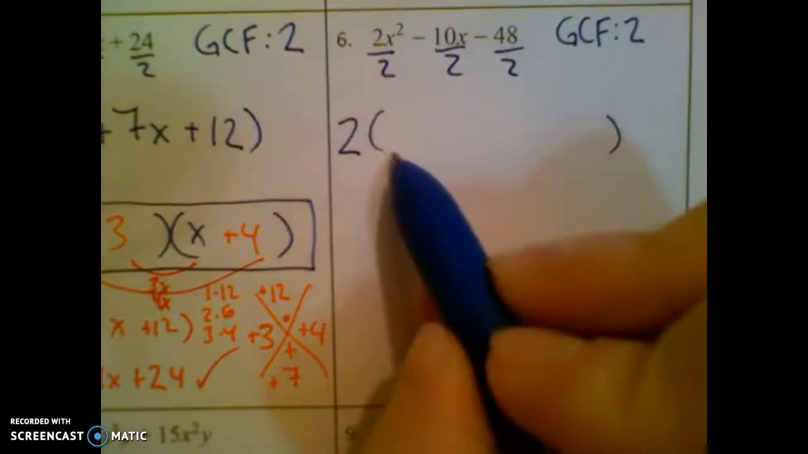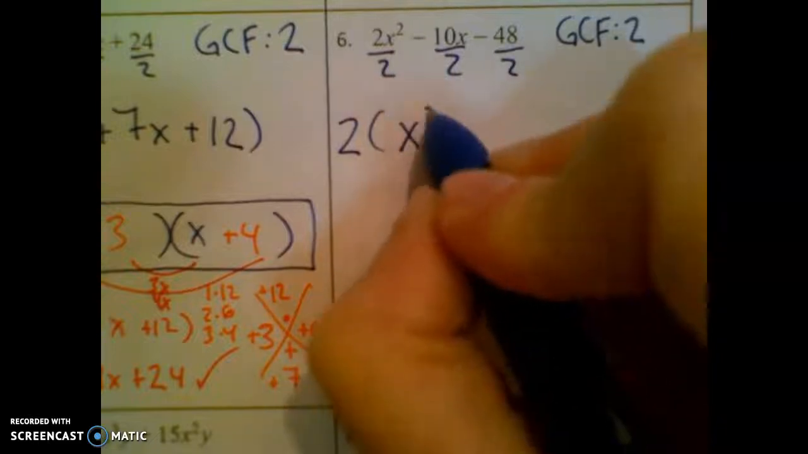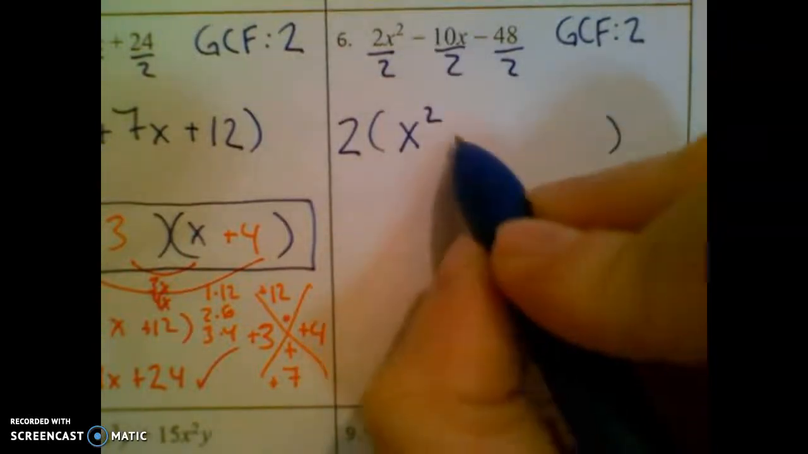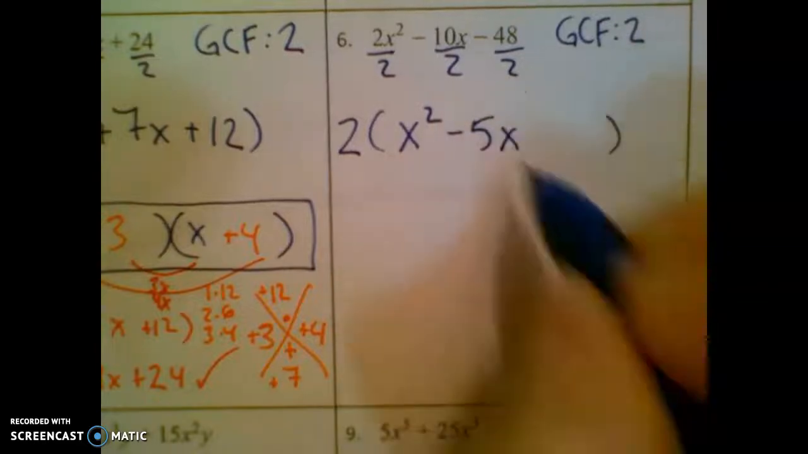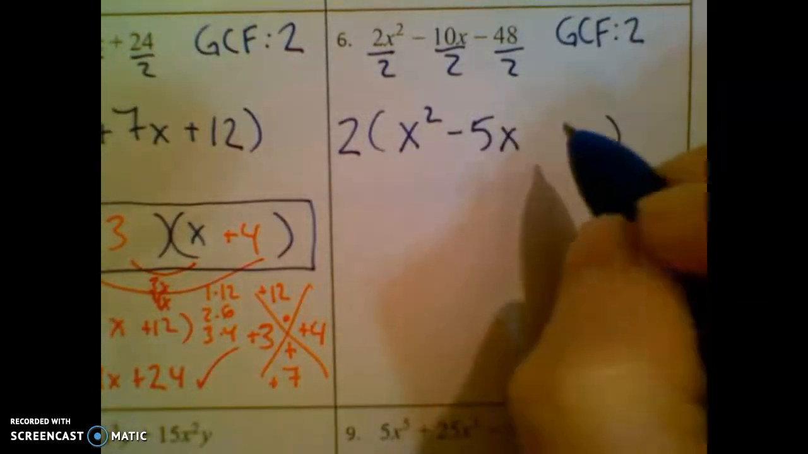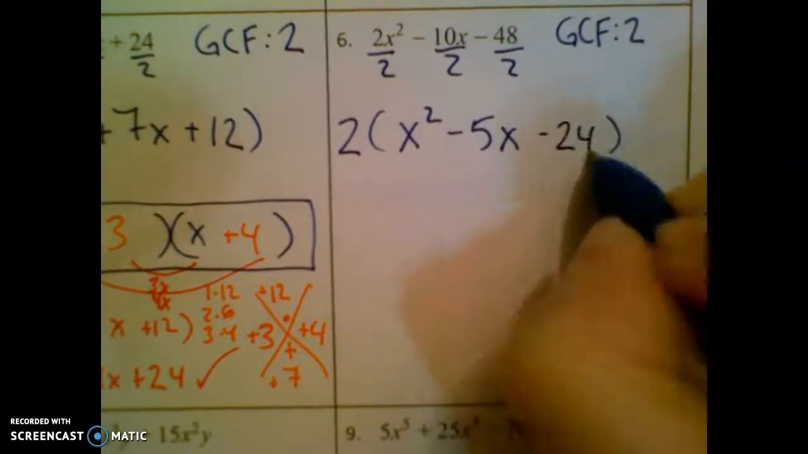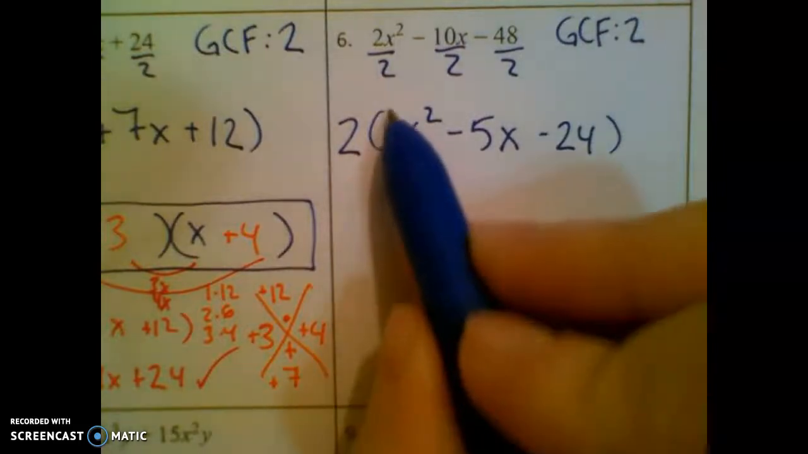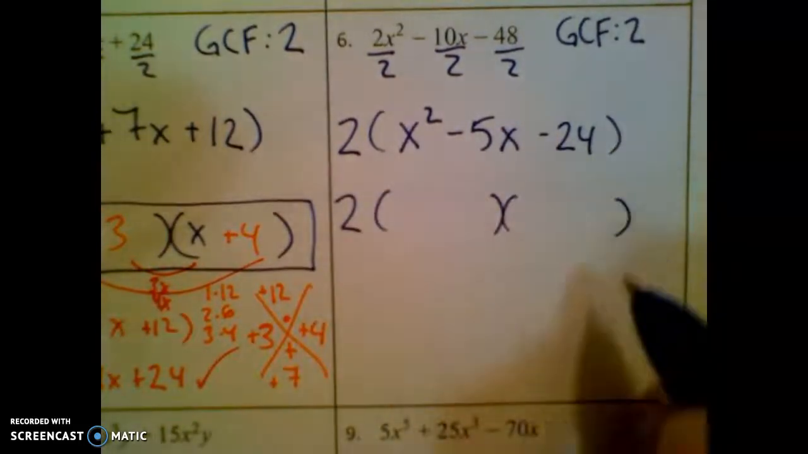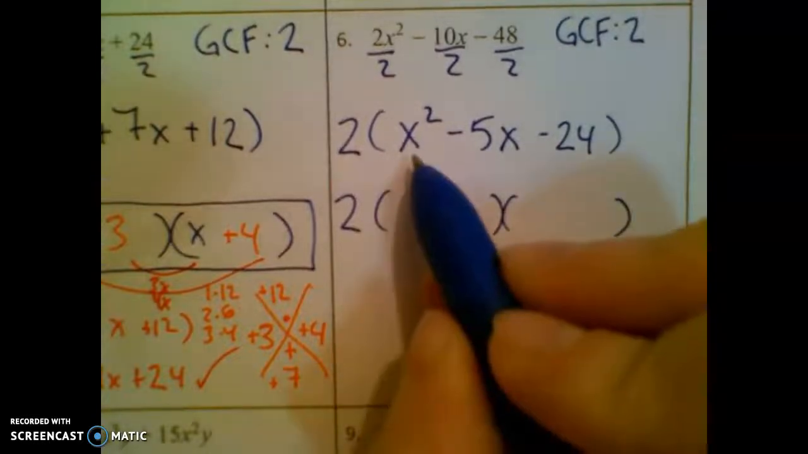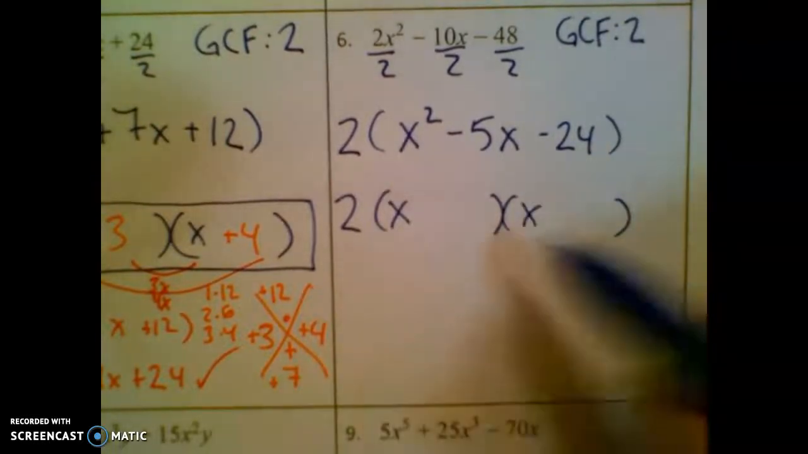2 divided by 2 is again a 1, leaving me x squared. Negative 10 divided by 2 is a negative 5. X's have nothing to cancel out with, so I'm stuck with an x. And then half of 48 is negative 24. Again, leading coefficient of 1, so I am able to do the x method. Draw your parentheses. How do you get x squared? Well, that's x times x.